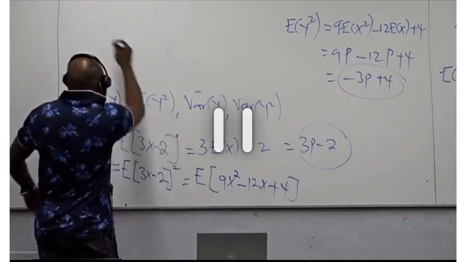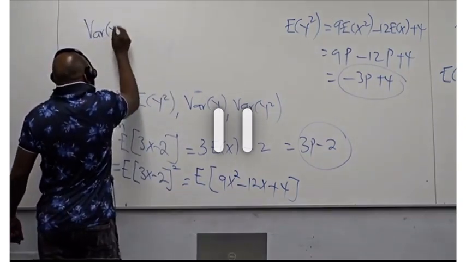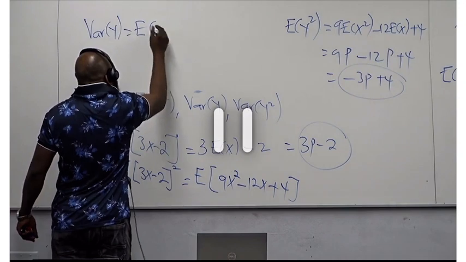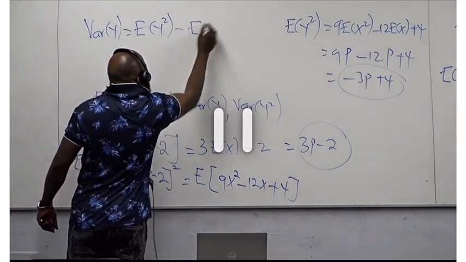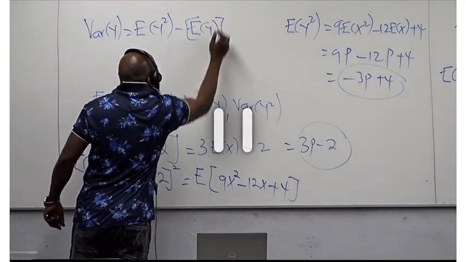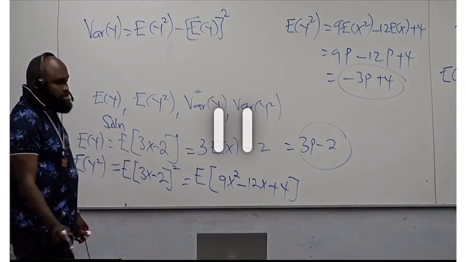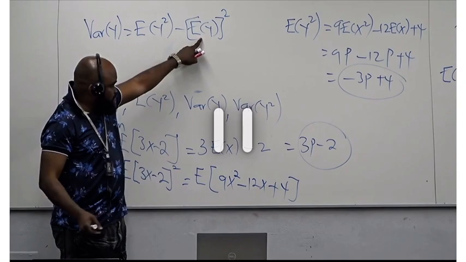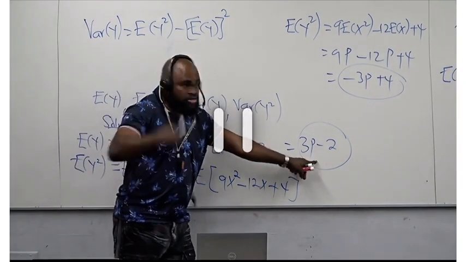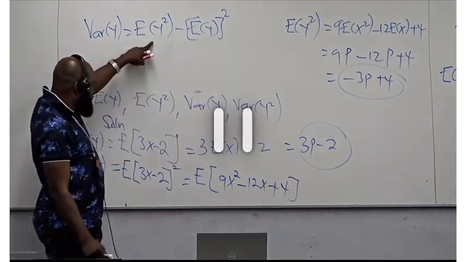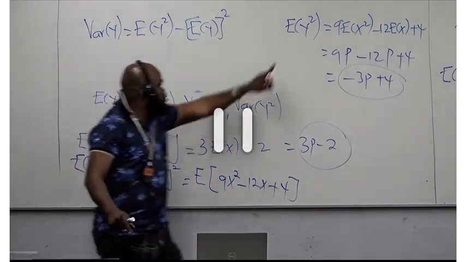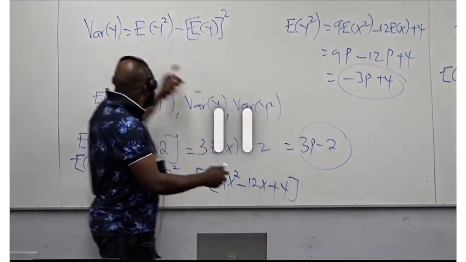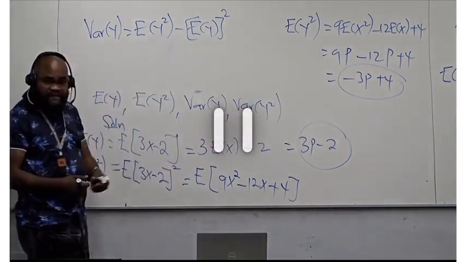Okay, so the variance of y is the expectation of y squared minus the expectation of y, all squared. So you get the expectation of y, which is what you get here, and you square it. Then for the expectation of y squared, you use the one you got here, and now you use the formula, and you get the variance of y.